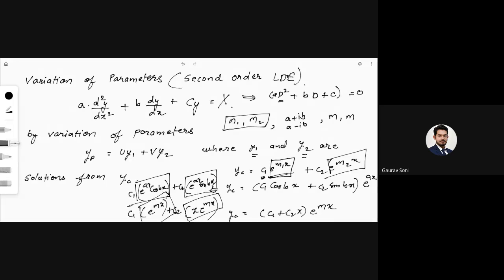Okay, now by variation of parameters, I have told you your solution looks like u times y1 plus v times y2, where y1 and y2 come from the auxiliary solution. Now, how to find out these u and v, where u and v are functions of x.